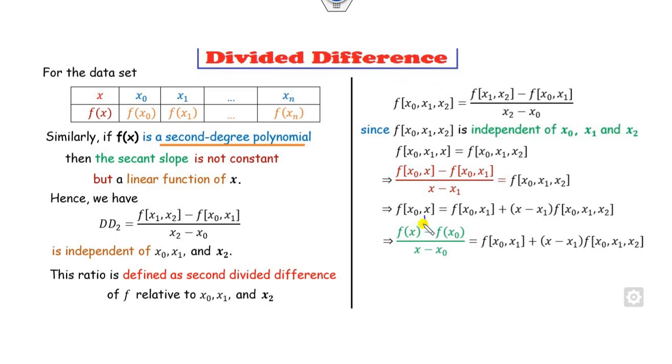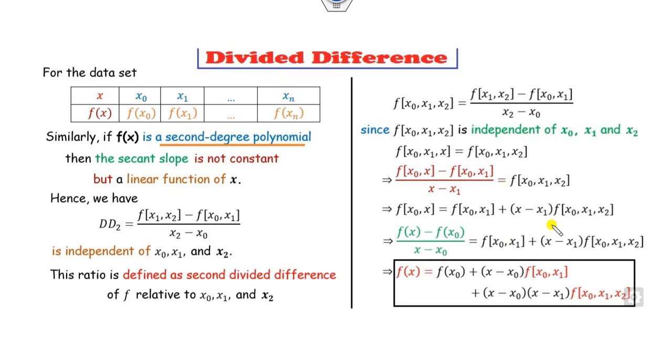Using the first divided difference, you can again find the value of f(x) by simple calculation, which is nothing but the second degree polynomial. Now you can see what you obtain: the first value is x minus x0, the second value is x1, so x minus x0, x minus x1 into the second divided difference.